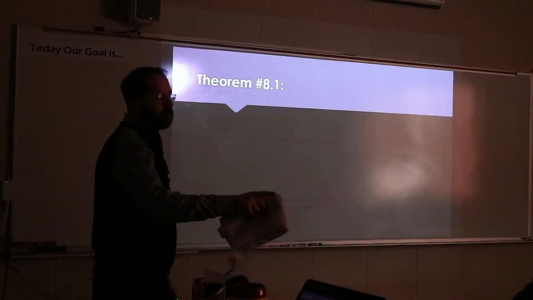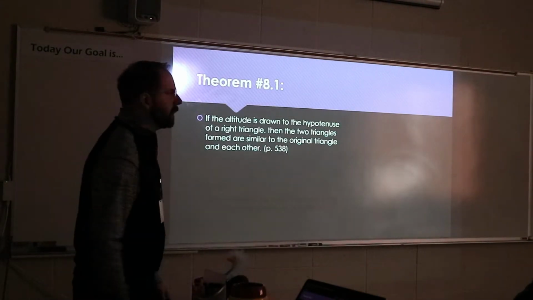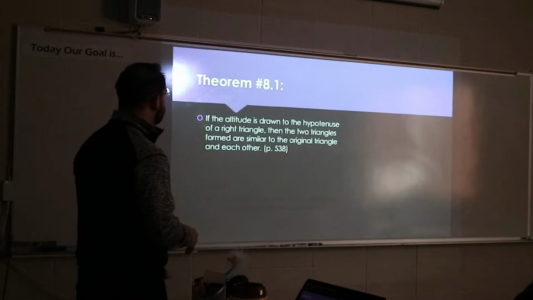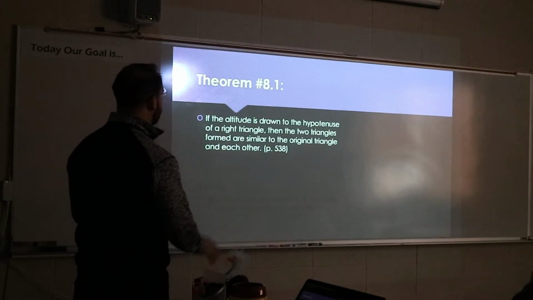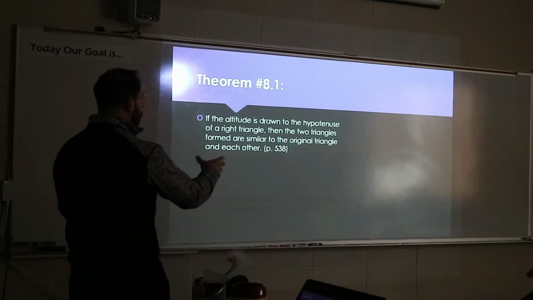Theorem 1, you already had this one Wednesday. You shouldn't be scrambling to write this one down. Okay, this is one you should have had. I believe it's already on the website and all that good stuff. Okay, if the altitude is drawn towards the hypotenuse of a right triangle, then the two remaining triangles are similar to the original one and to each other.